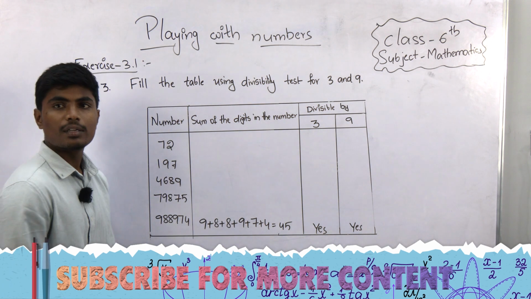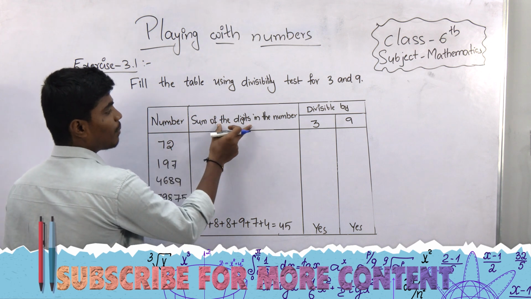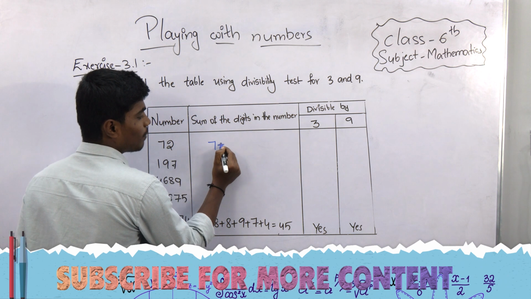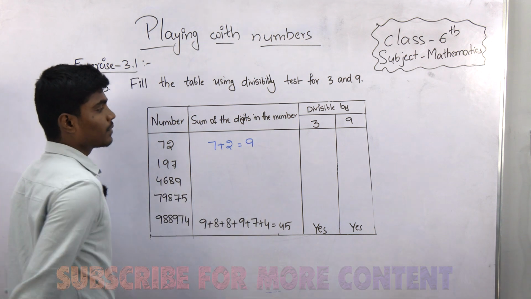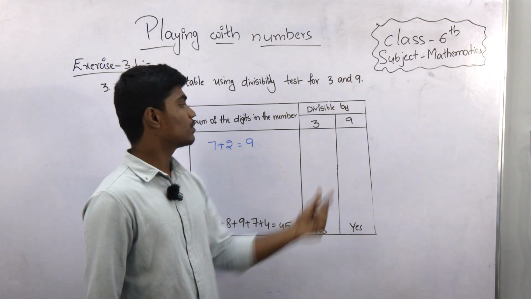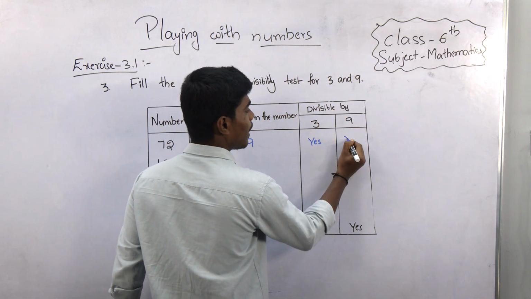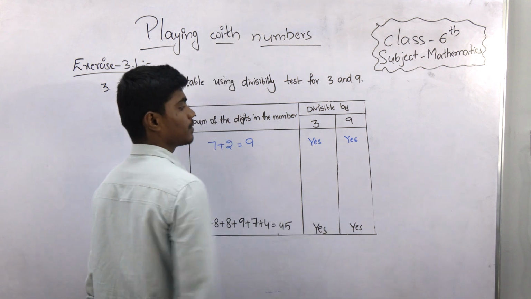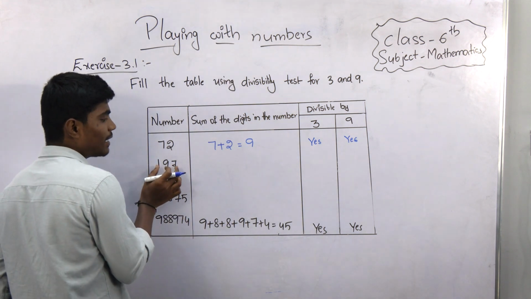Let's find out the sum of the digits. See, here the number is 72. We have to find the sum of the digits, means 7 plus 2 is 9. See, 9 is divisible by 3 and 9 is divisible by 9. So this number is divisible by 3 and 9. So, yes, yes. Okay.